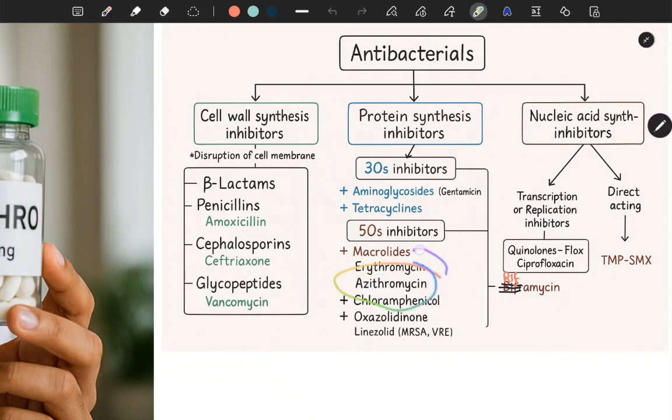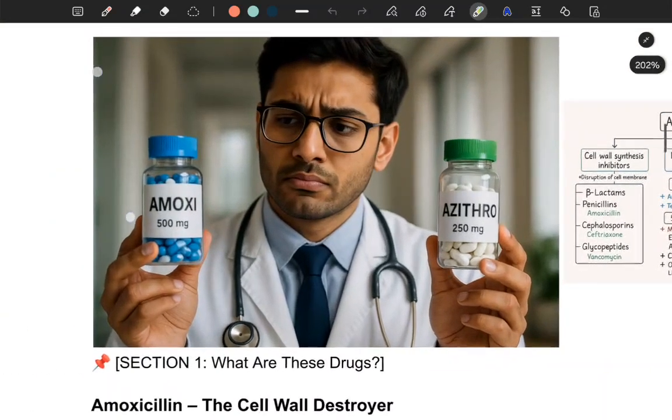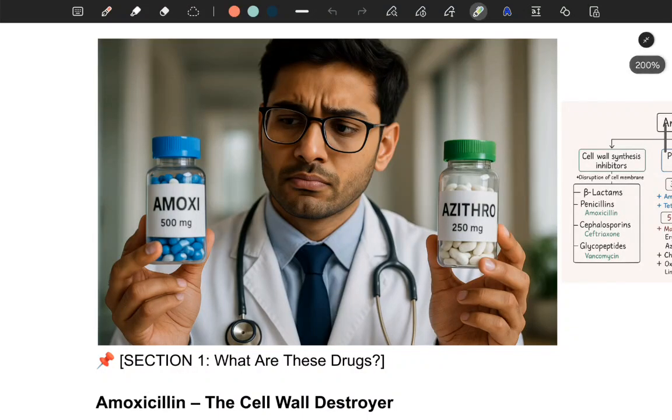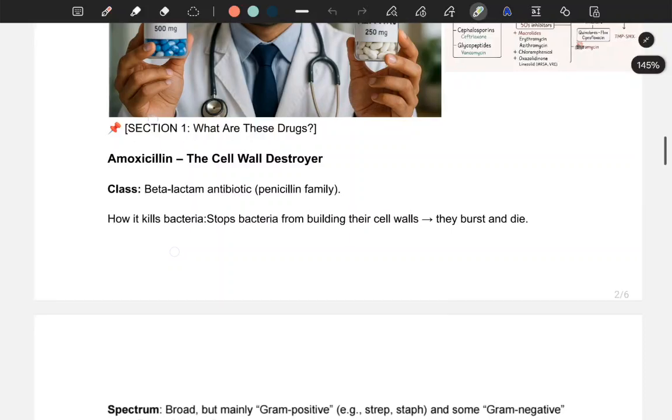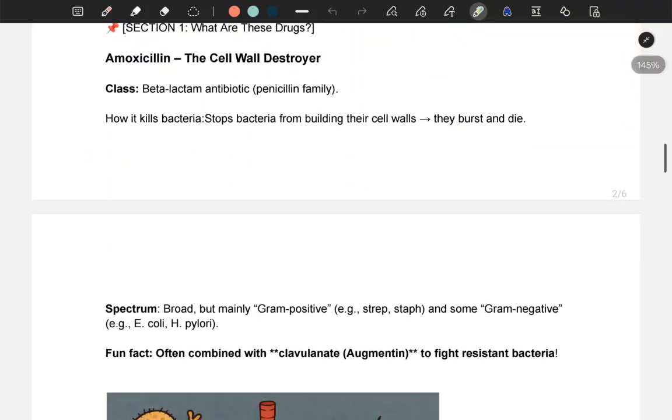While azithromycin is a macrolide, it is a 50S inhibitor. These are protein synthesis inhibitors, so they stop the bacteria from growing. They don't kill the bacteria, these are bacteriostatic, you can say. So which one is better? We'll see now.